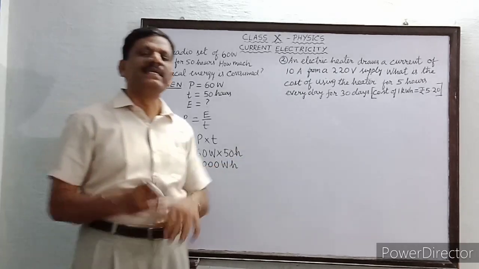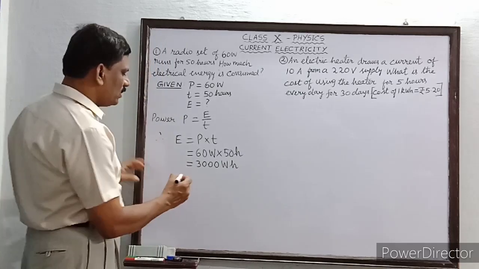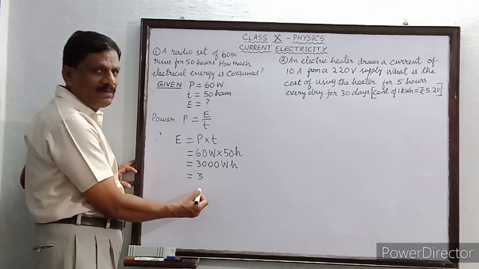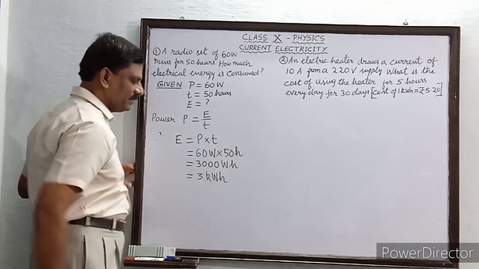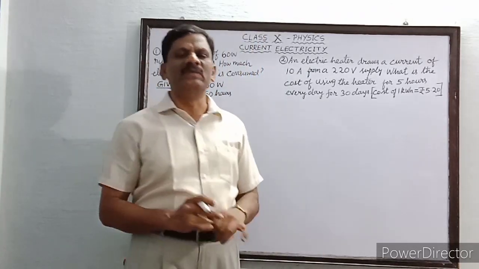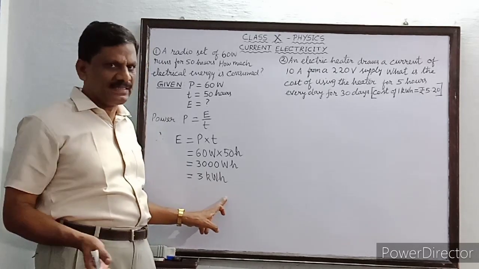How will you express this in kilowatt hours? We have to divide this by 1000. So this can be written as what? 3000 divided by 1000 will become 3. So this is 3 kilowatt hour. Have you all understood? So what is the electrical energy consumed? E is equal to 3 kilowatt hours, that is equal to 3 units.